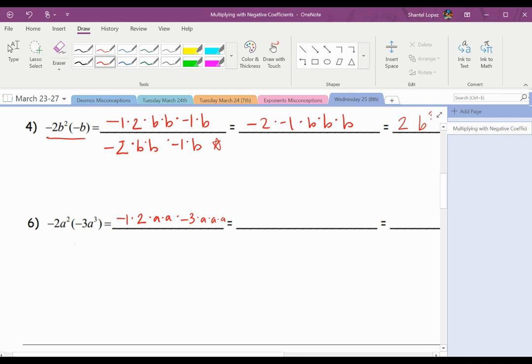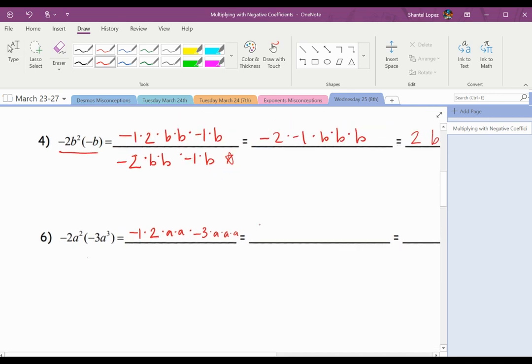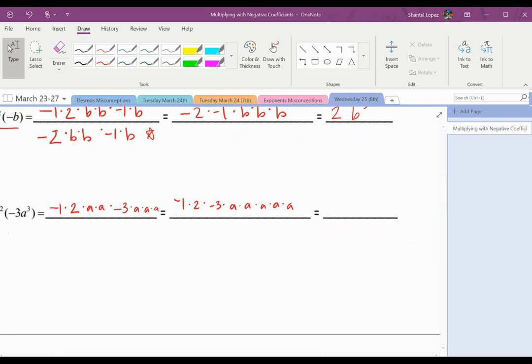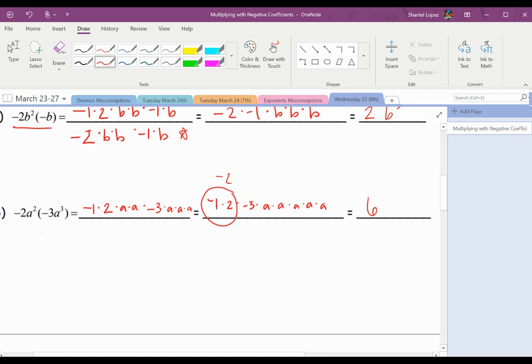Let's go ahead and rearrange numbers in the front. So negative 1 times 2 times negative 3 times a times a times a times a times a. Okay, so now a negative times a positive. Well, let's go ahead and slow this down. So negative 1 times 2, that's negative 2. If I were to multiply negative 2 and negative 3, that's positive 6. And then I have 1, 2, 3, 4, 5 a's, so a to the power of 5.